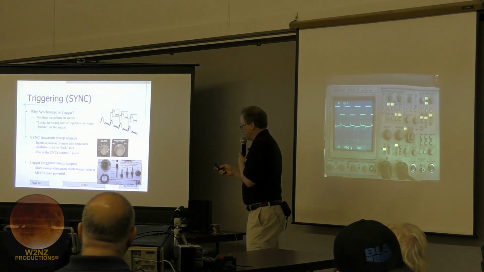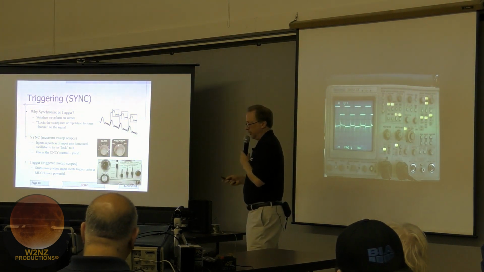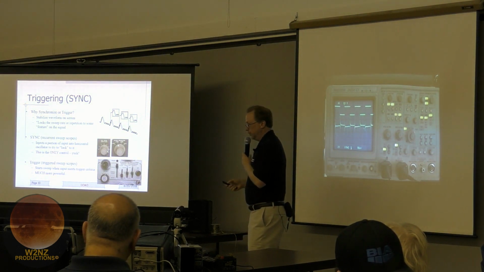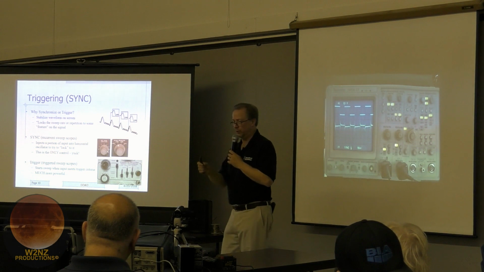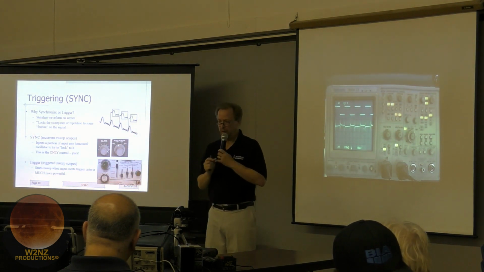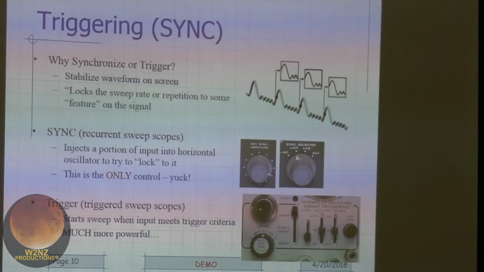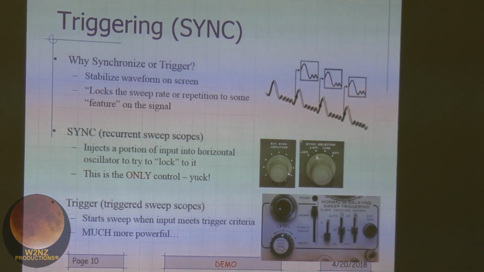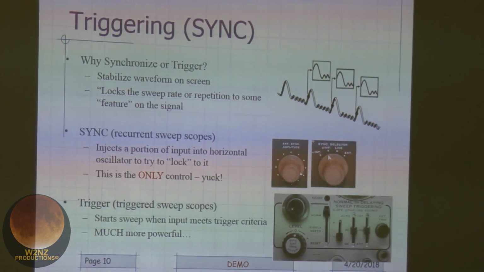Now these old recurrent sweep scopes didn't have a trigger because it's just a free running oscillator. They had what was called a sync control. And what all that did was it took a piece of the input signal and jammed it into the oscillator to try to injection lock that horizontal oscillator to some component in your signal.